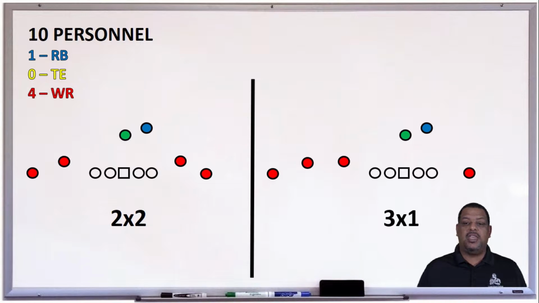Also, 10 personnel can give you a 3x1. So you typically know if we hear 10 personnel, typically you're going to get these two formations, a 2-by-2 and a 3-by-1.